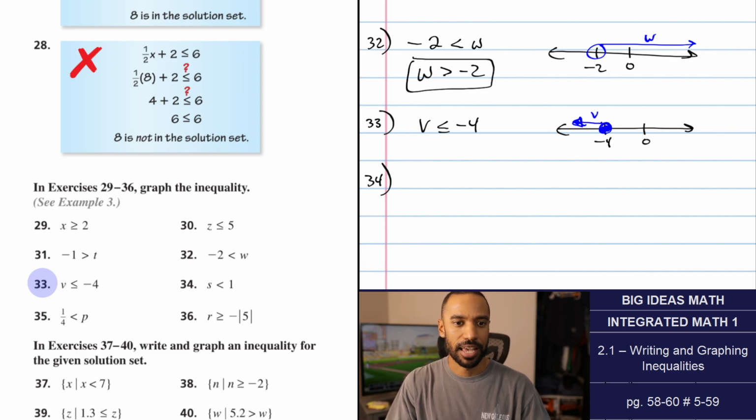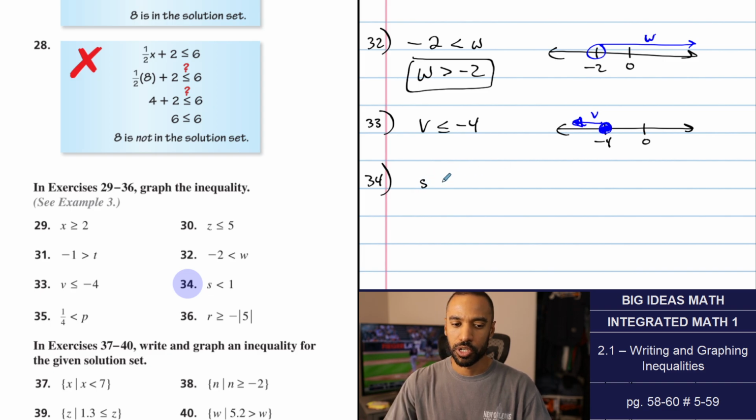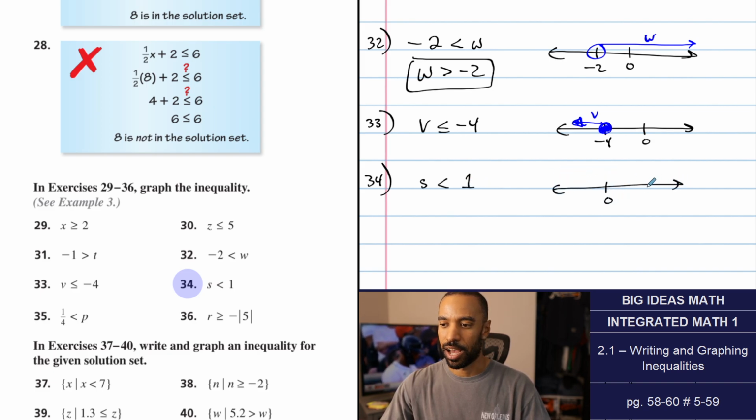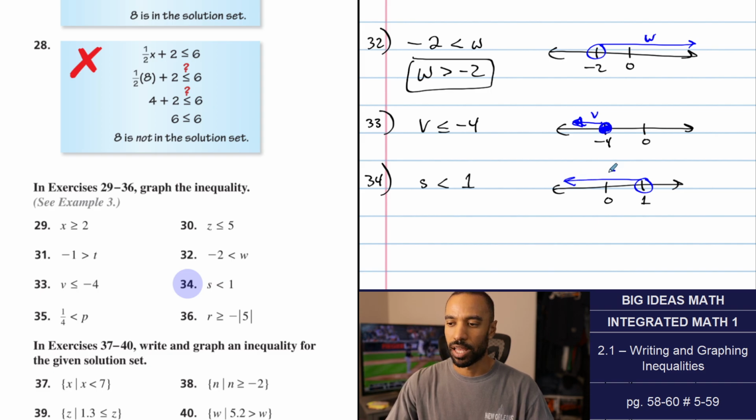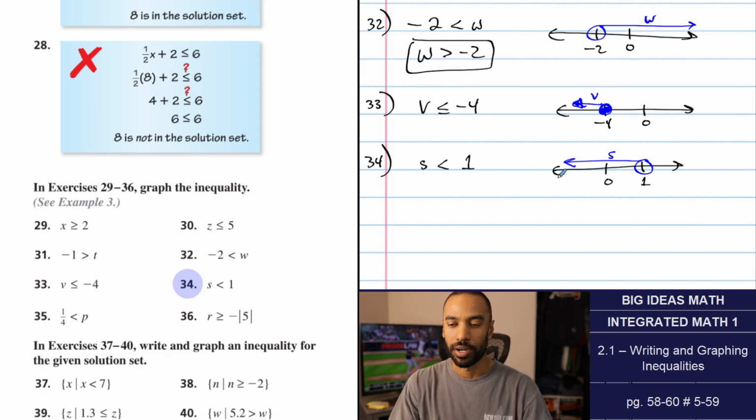Number 34, s is less than 1. Numbers less than 1 include 0, right? 0, -1, -2, and those are just integer values. Even 0.5 is less than 1. Is 2 less than 1? Heck nah. Therefore, 2, which is to the right of 1, will not be included. 1 will not be included. It's an open circle. 1 is not less than itself, so we do not include 1. 0.99, sure, that's a part of it, but there we go.